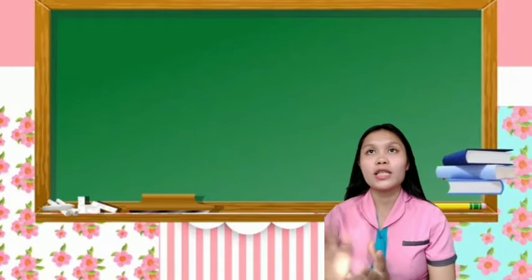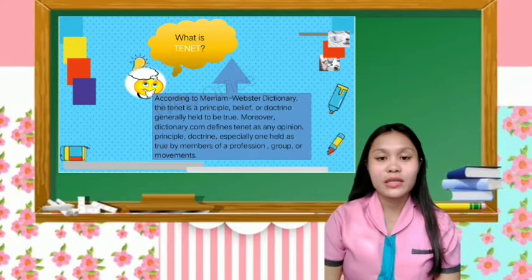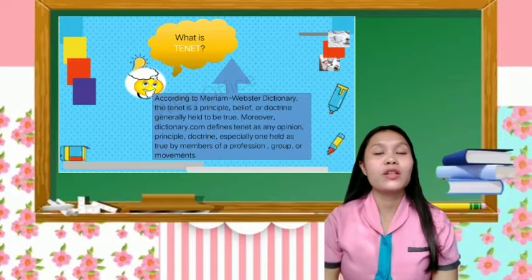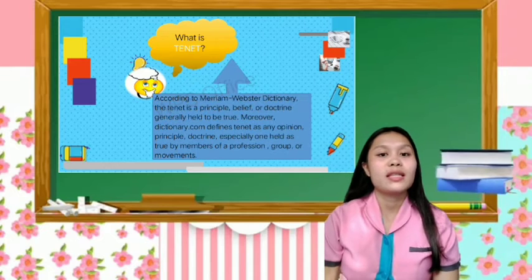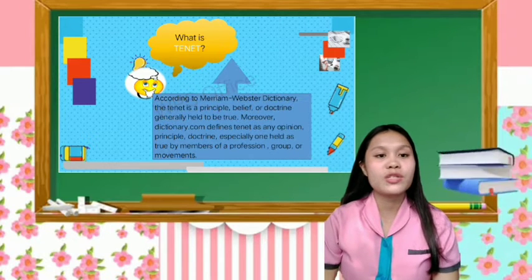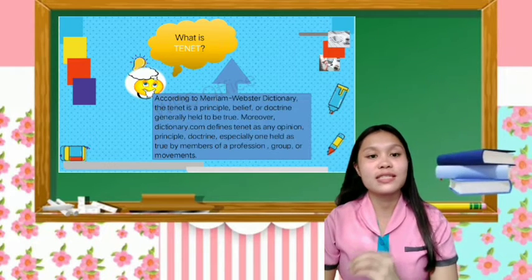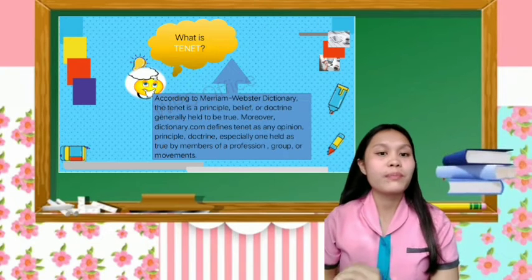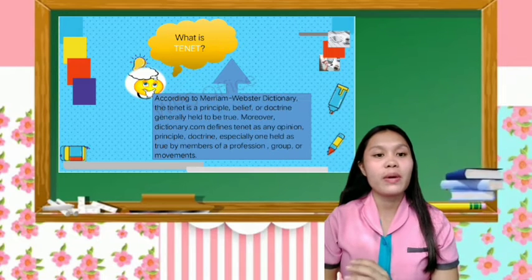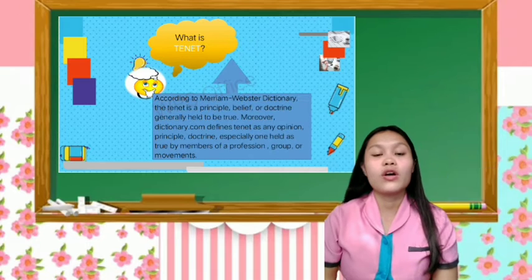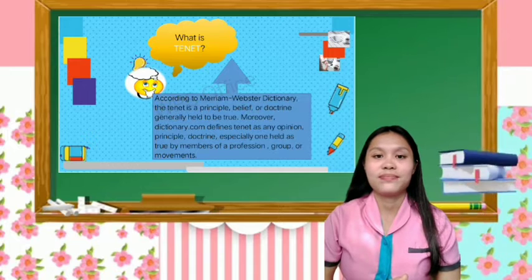But first, let us know what tenets are. According to the Merriam-Webster dictionary, a tenet is a principle, belief, or doctrine generally held to be true. This refers to generally accepted notions on any concept, just like communication. Moreover, dictionary.com defines a tenet as any opinion, principle, doctrine, dogma, etc., especially one held as true by members of a profession, group, or movement. So these two definitions share the same ideas.